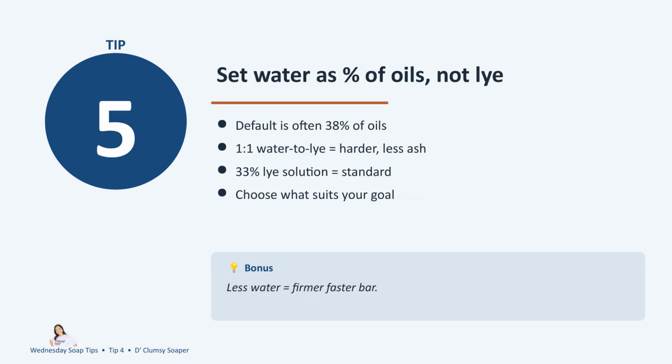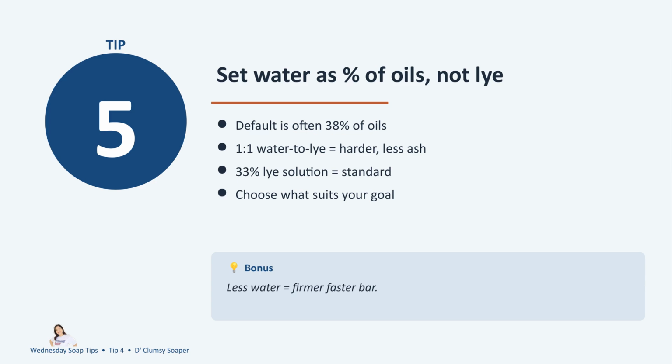Here is one setting that trips up a lot of new soapers: the water input method in your lye calculator. Most calculators default to expressing water as a percentage of your total oil weight, and that default is usually around 38% of oils. But you have options, and each one changes your final bar. A 1-to-1 water-to-lye ratio produces a harder bar with less soda ash. A 33% lye solution is considered the community standard and is a reliable starting point for most recipes.